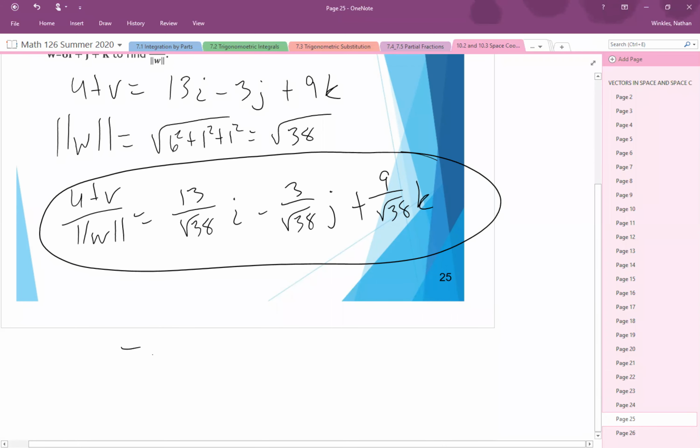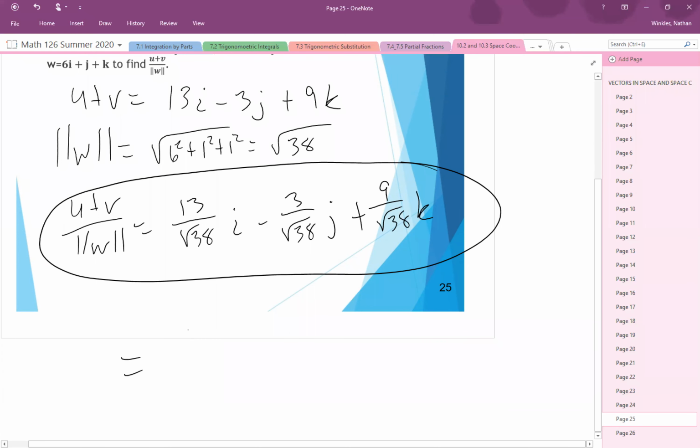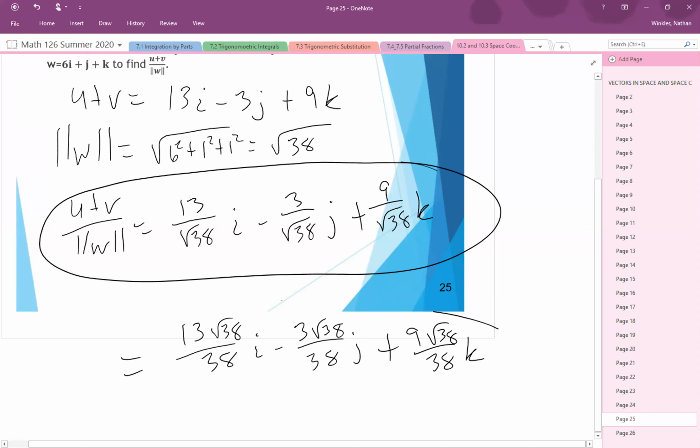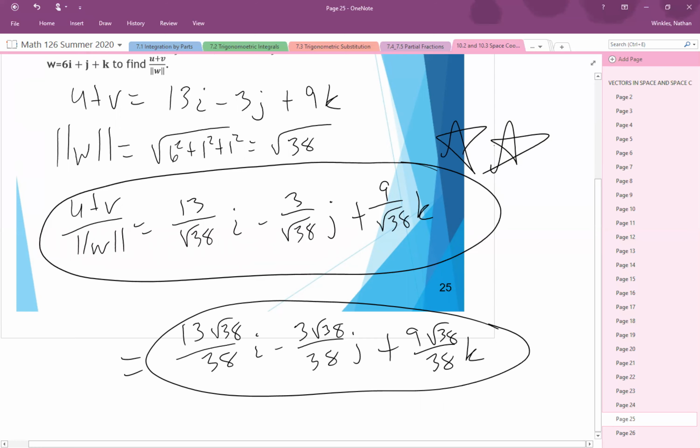If we wanted to rationalize this, we would have had the following. We would have had 13 root 38 over 38 times i minus 3 root 38 over 38 times j plus 9 root 38 over 38 times k if we rationalize. Pay attention to the problem on if they ask you to rationalize it or not. Most of the time, we're going to leave it up here because there's no need to rationalize them.